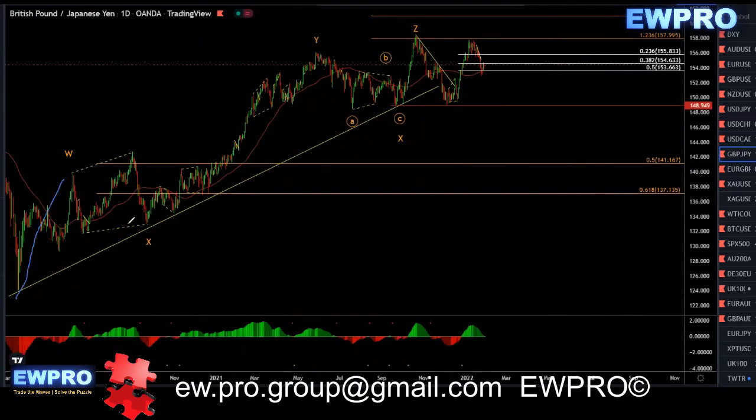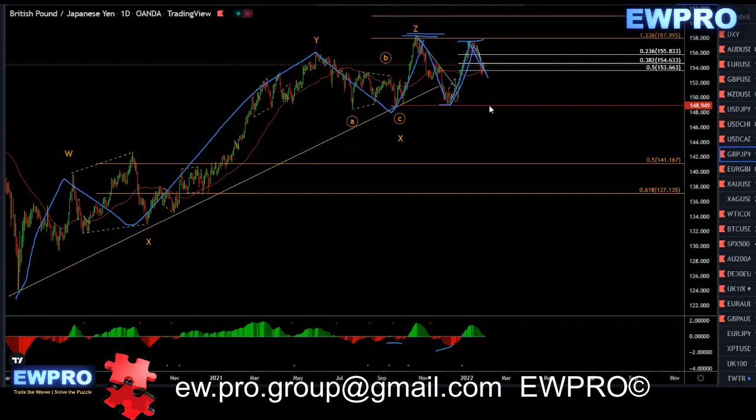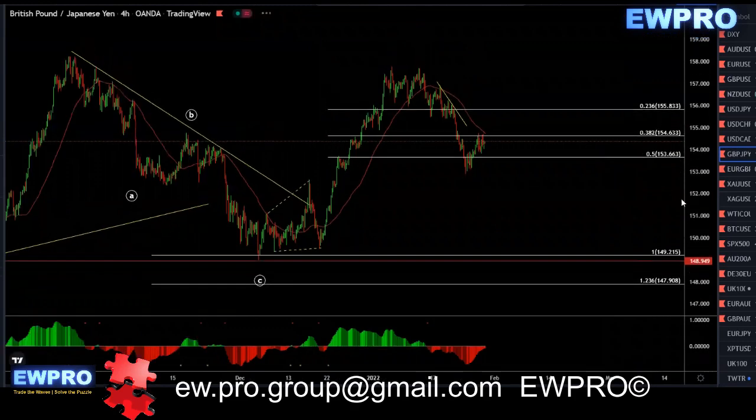we got that W, X, Y, X2, Z up to the first target. We had a nice move down. It didn't break the low and we had that bull hidden. Now this bull hidden hadn't gone and broken that top, but it's giving us a very deep correction. Very deep correction up to here, like I've been mentioning.